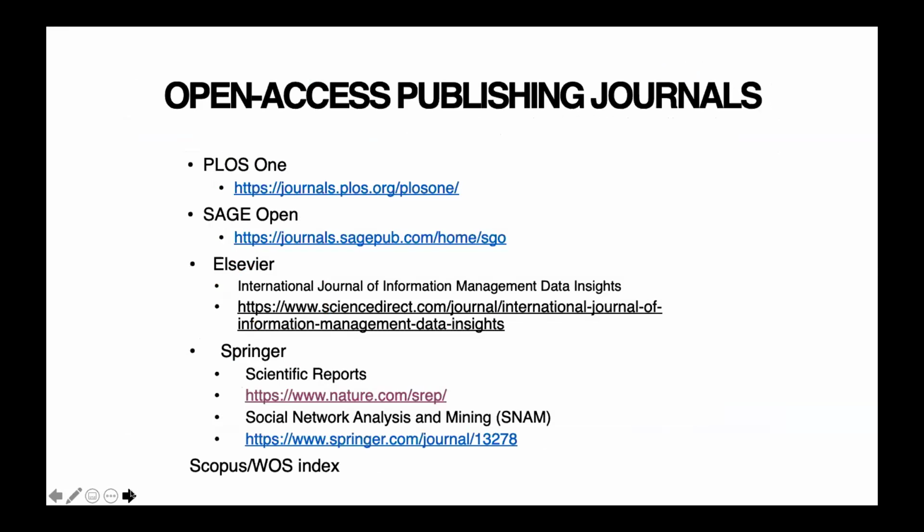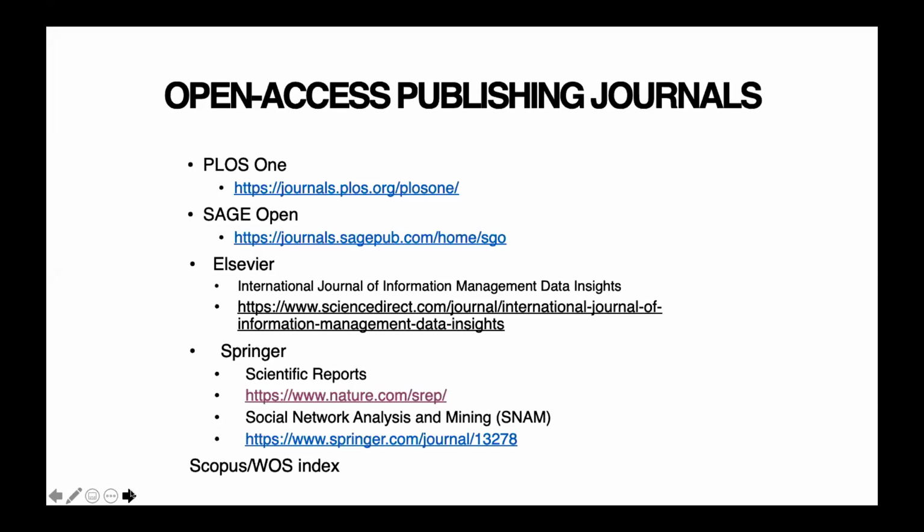Okay, another one is what we call open access publishing journals. Open access publishing journals really give benefits to our articles, because these open access journals can help our articles to be viewed by anyone, anybody. Of course they have regulations, like no plagiarism.